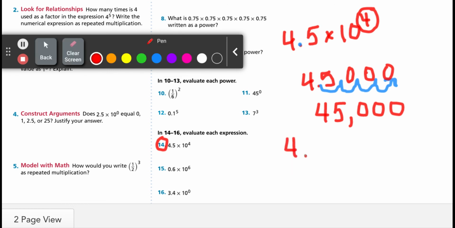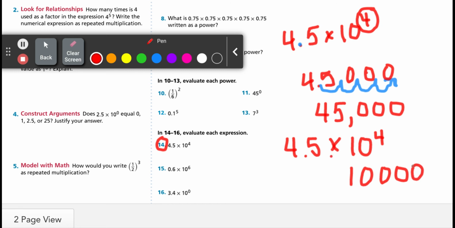And just as a quick reminder, the reason we can do that: 4 and 5/10 times 10 to the fourth power, we're really just saying 4 and 5/10 times 10,000, because we have an exponent of 4, so we should have 4 zeros. That means we'll move our decimal point 4 times. 1, 2, 3, 4.